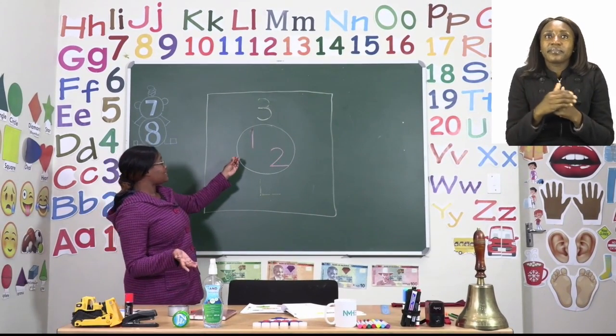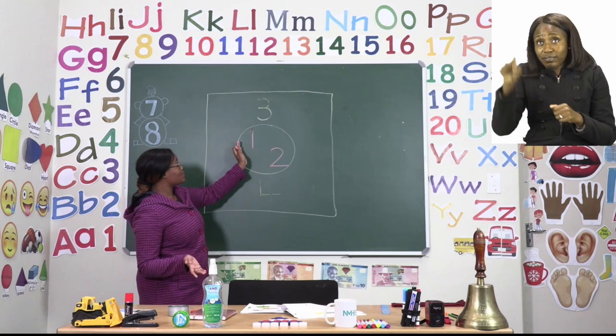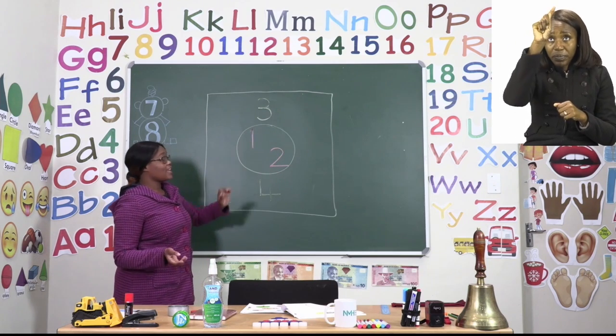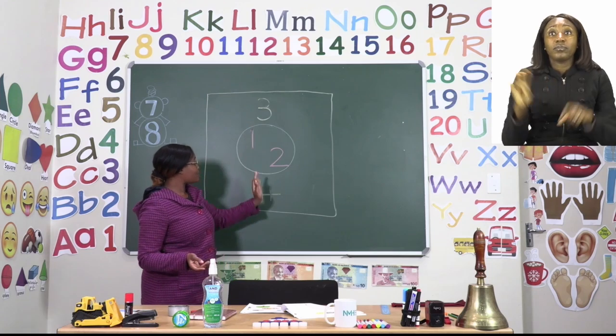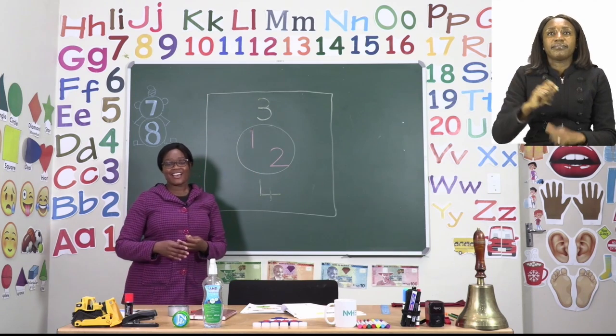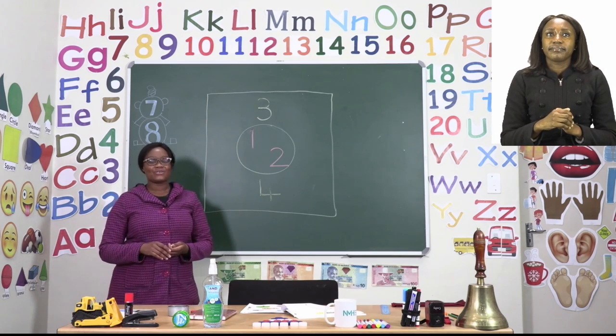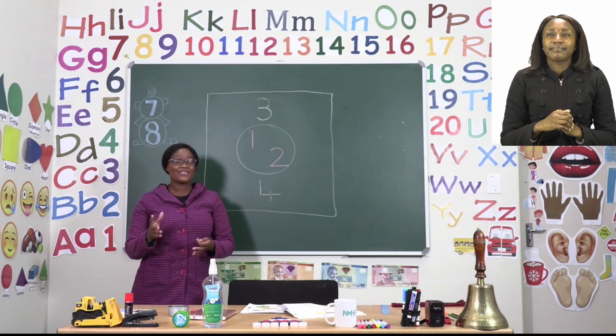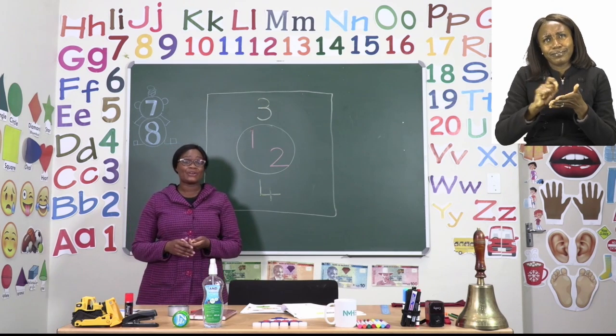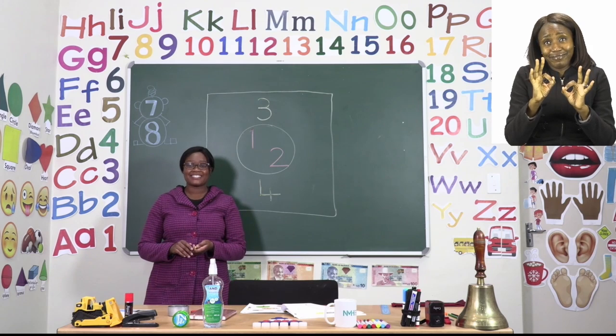The 2 numbers inside are 1 and 2. They are inside the circle. And then number 3 and 4 are outside the circle. This is what you have to do. Take your time, be neat, and I hope you are going to enjoy both of your exercises.